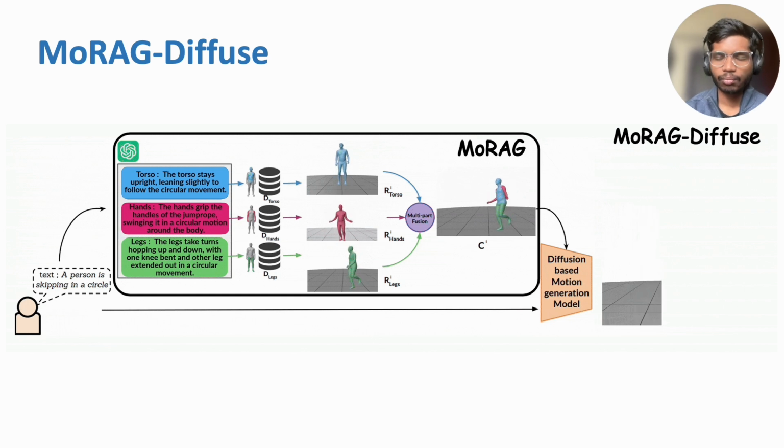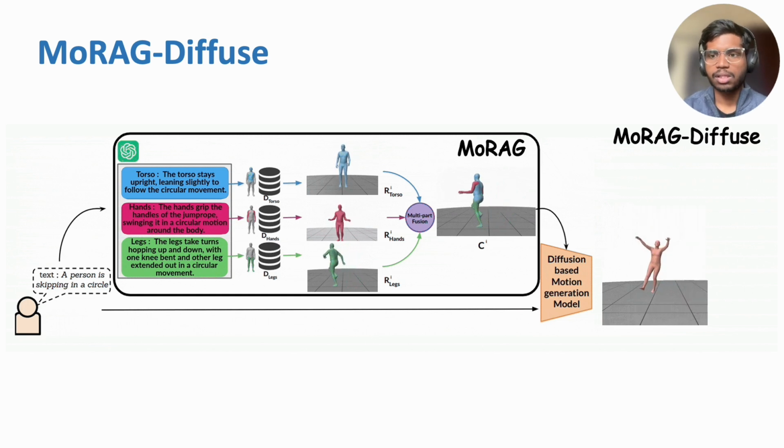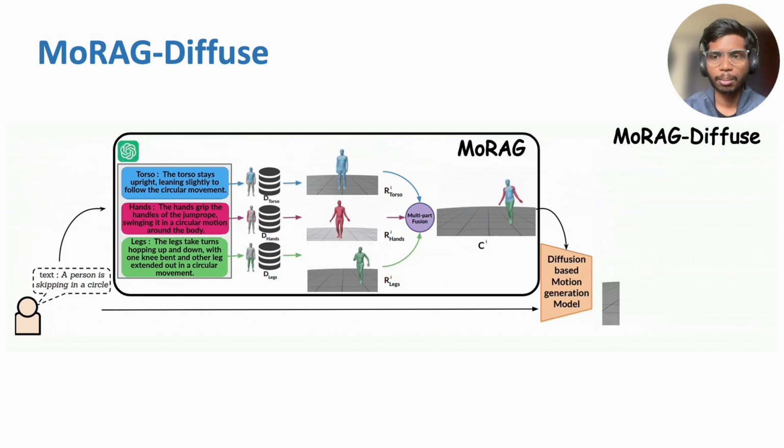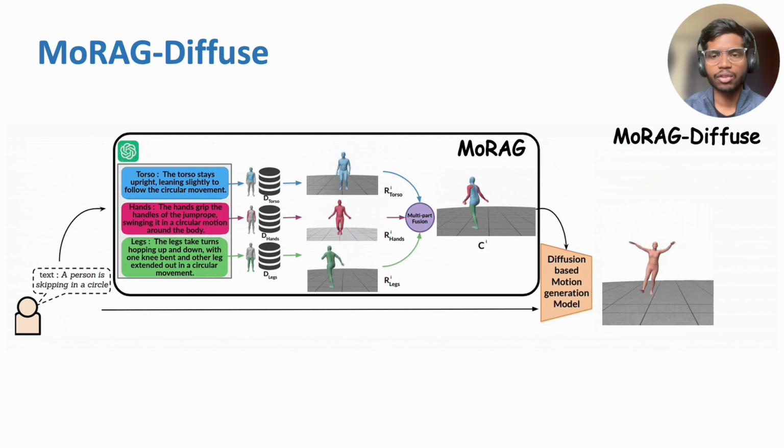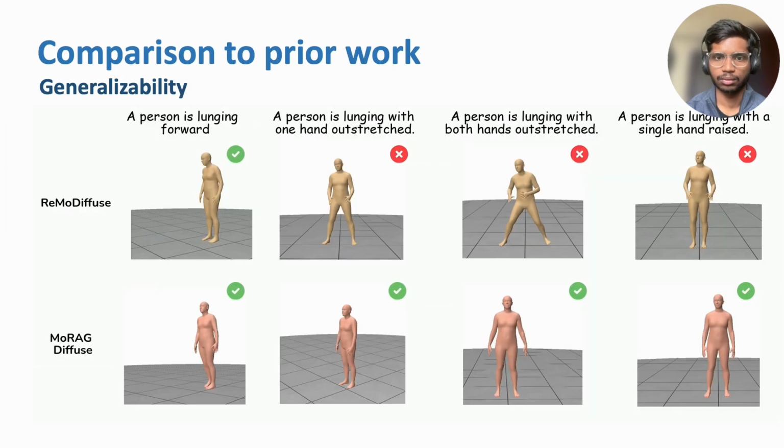Now, MoRAG diffuse. MoRAG constructed motion samples are used to condition the training of the ReMoDiffuse model, a state-of-the-art motion diffusion model. We refer to this approach as MoRAG diffuse. Our observations show that conditioning the diffusion model with enhanced retrieved motion samples improves the performance of the generated samples. We provide both qualitative and quantitative analysis comparing MoRAG diffuse with the baseline model ReMoDiffuse. Similar to MoRAG, we evaluate the MoRAG diffuse model on three fronts.